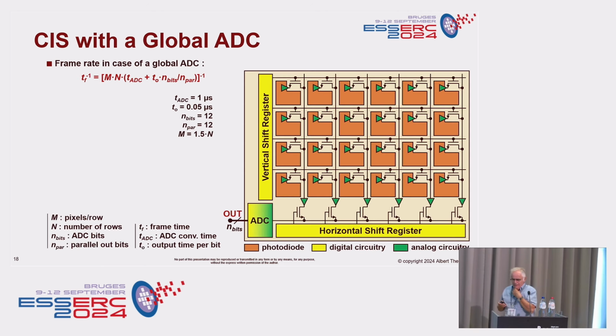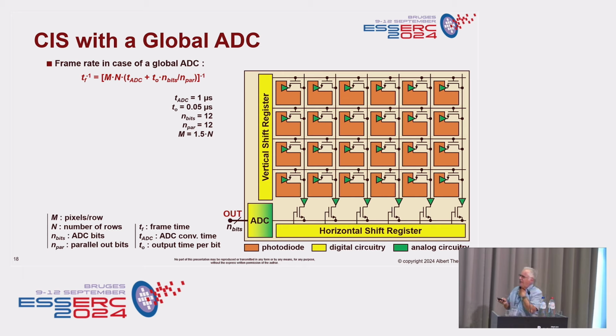Going back to the overall architecture, the two-dimensional architecture of our CMOS device with the ADC at the output, I'm going to show you a formula that tells me the frame rate. How many frames can I generate? How many pictures can I generate with this device in 1 second? The frame rate is nothing else than 1 over the frame time. So in my formula I calculate TF, the frame time, and then 1 over TF is the frame rate. How many frames can I generate in 1 second with this device?